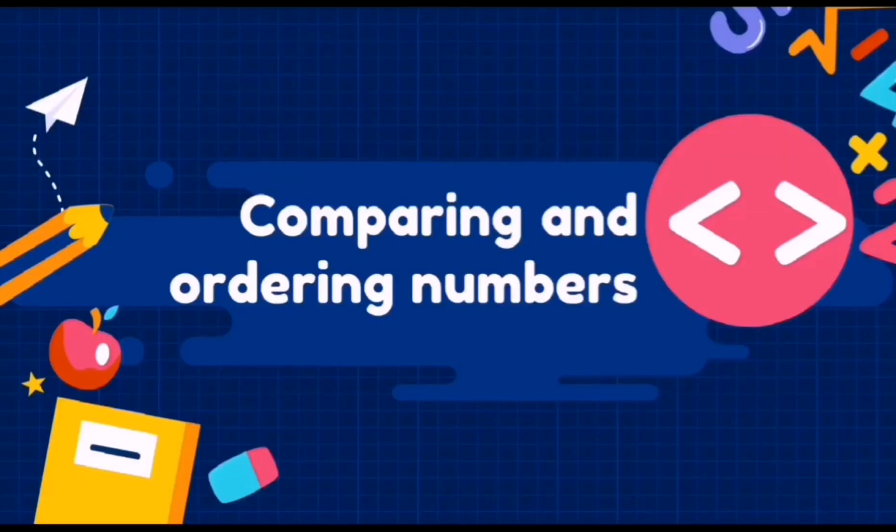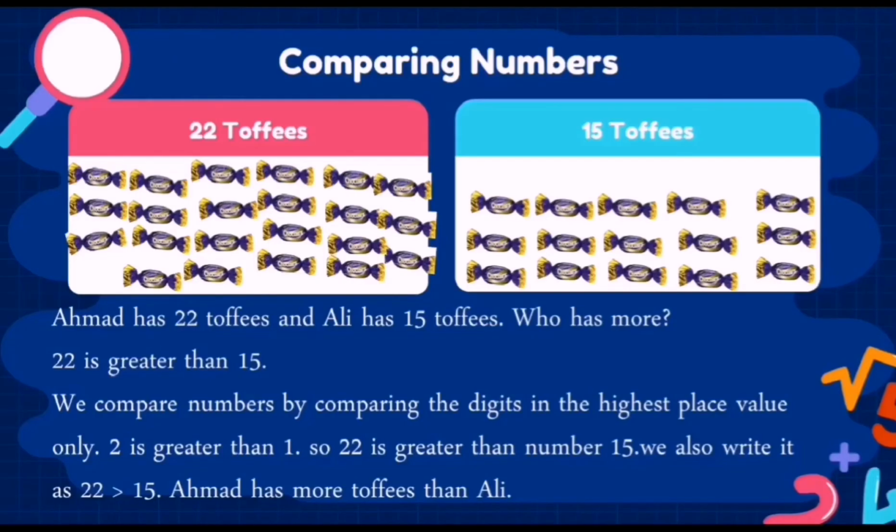Now here is our next topic, that is comparing and ordering numbers. To understand comparing numbers, let's have an example. Ahmad has 22 toffees and Ali has 15 toffees. Who has more? So you can see that 22 is greater than 15. So we can compare numbers by comparing the digits in the highest place value only. 2 is greater than 1. So 22 is greater than 15.